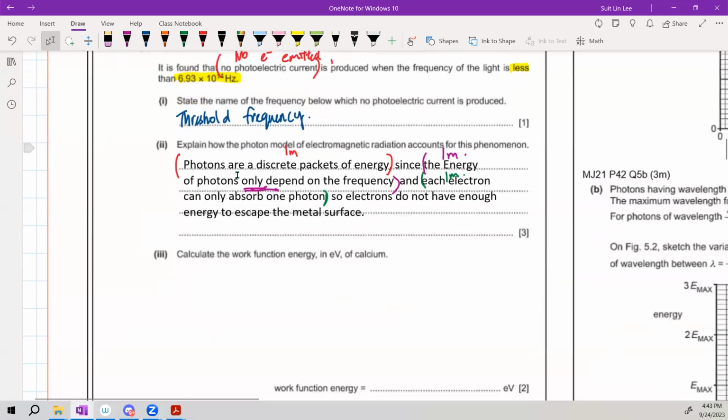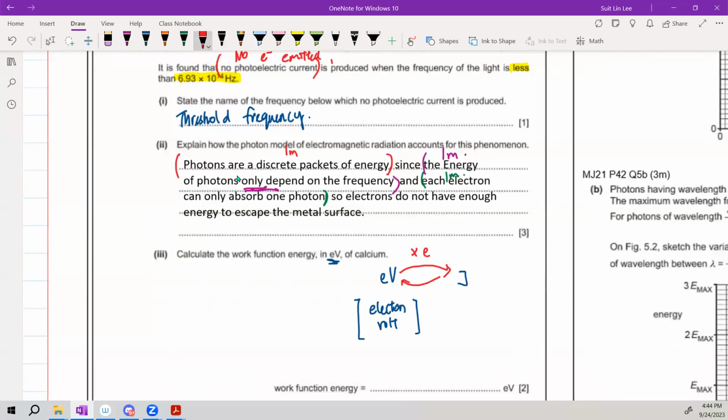All right, part 3, calculate the work function energy in eV of calcium. So I want to point out how to convert electron volt. This term is called electron volt. It's just a different unit for energy. Okay, obviously this one is joule. So when we convert from eV to joule, we multiply by the electronic charge. When you go back in the opposite direction, you divide by electronic charge.